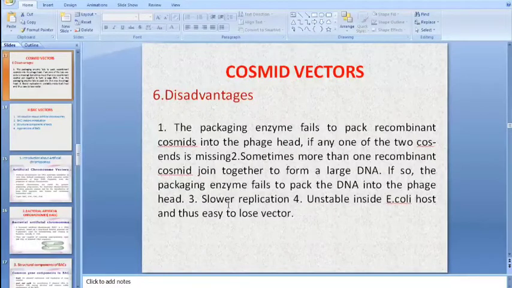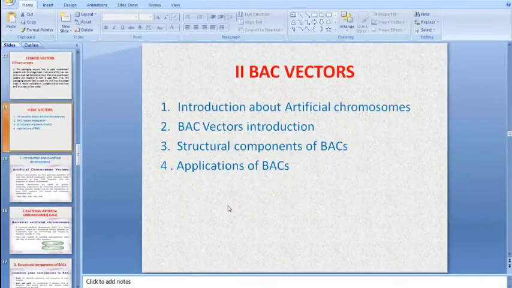Okay. Next, the second one is BAC vectors. So what is a BAC vector? There are two important vectors, BAC vectors and YAC vectors. Before we go into details of these BAC vectors, first let us learn about artificial chromosomes. Then we'll go into BAC vectors, their structural components, applications, and so on.